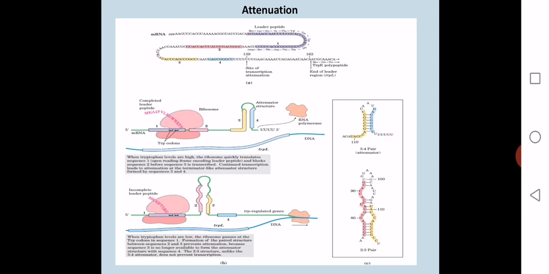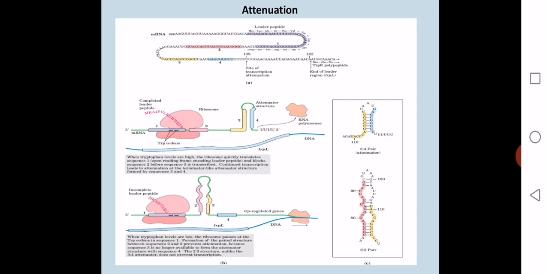So in the meanwhile, what will happen? The sequences 2 and 3 would have been synthesized, right? And since 2 and 3 are complementary to each other, 2 can pair with 3, and this causes a stem loop, the 2-3 stem loop. And this 2-3 stem loop is otherwise called the anti-terminator or anti-attenuation stem loop.